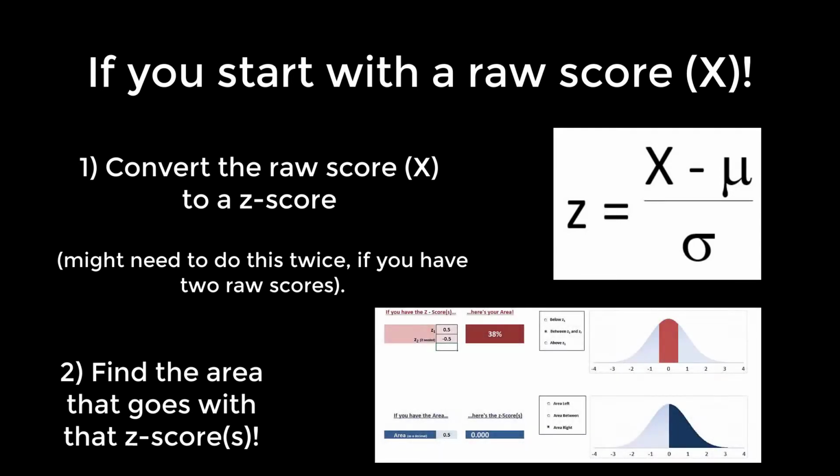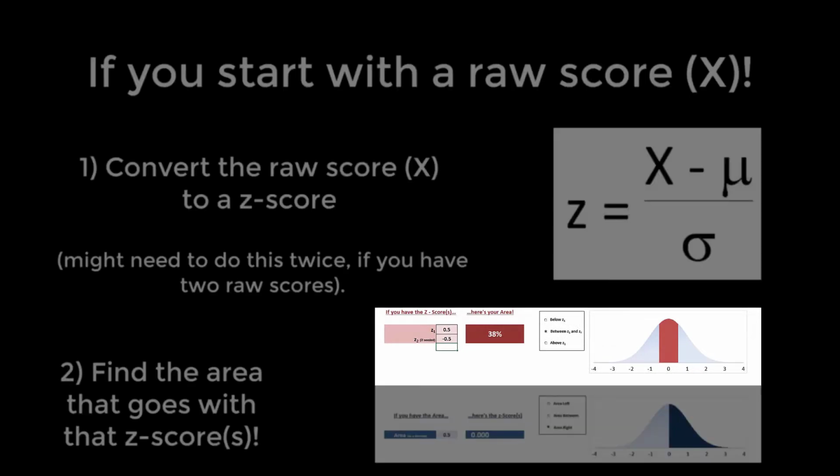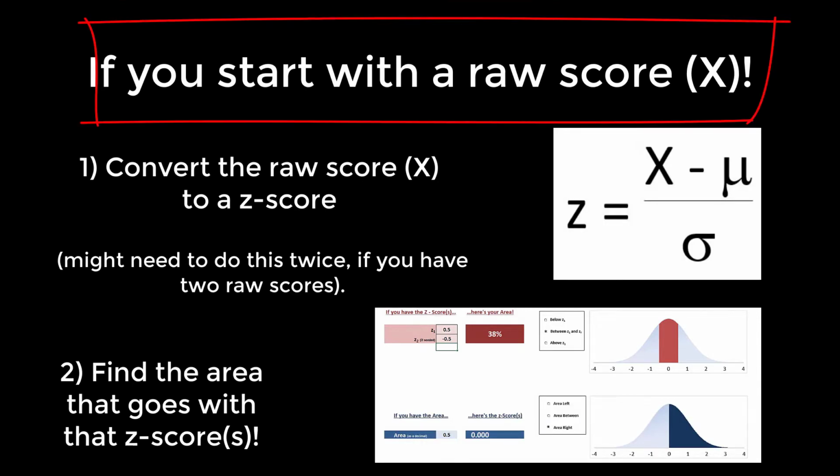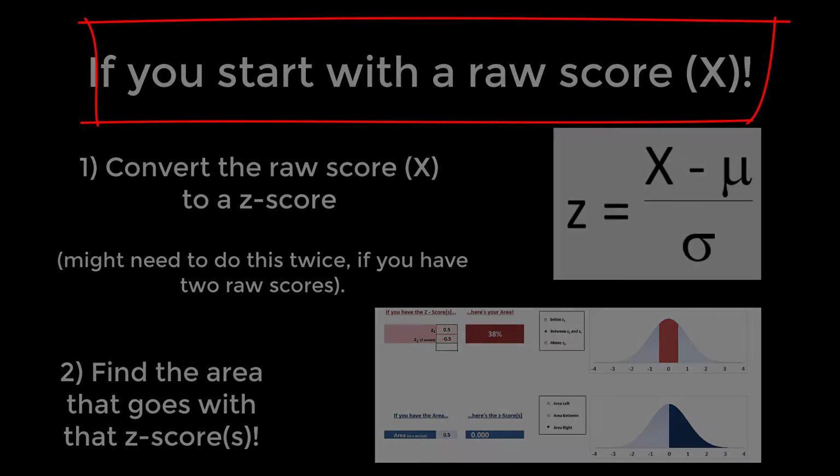Once you've got your Z-score or your Z-scores, you're going to use our calculator to find the area that corresponds to it. So I took a quick little screen grab of the calculator there. That's the part you want to use for this kind of problem, that part right there. So that's if you start with a raw score. That is the first kind of problem you can do with a normal distribution. But there are other kinds of problems you can do.